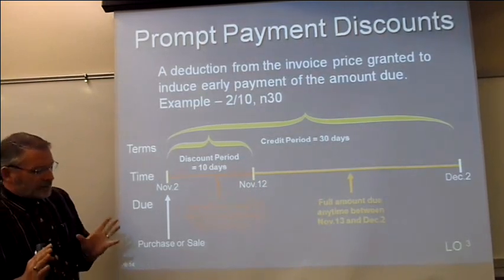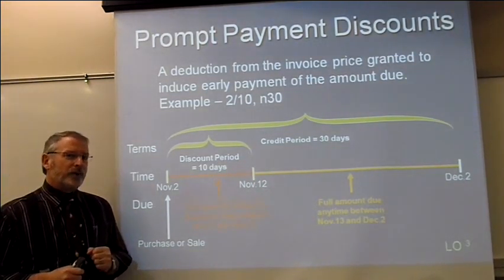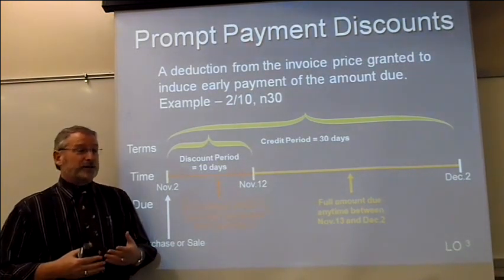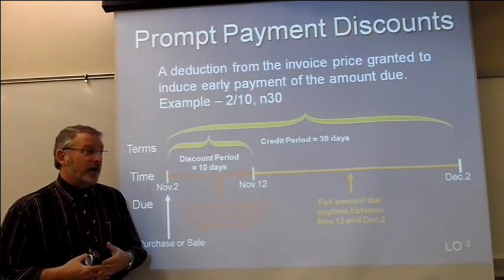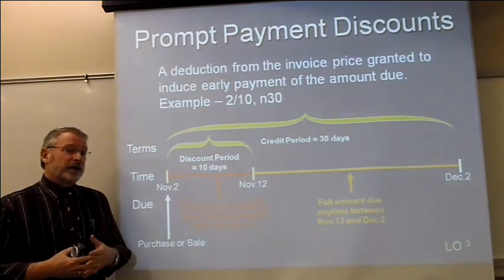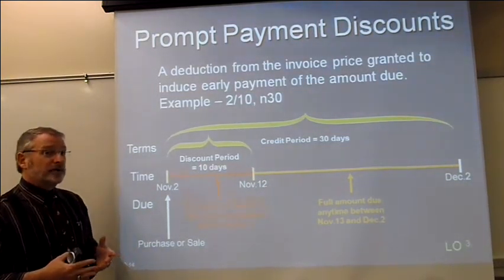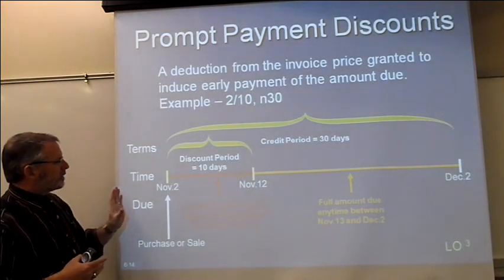Now, some suppliers will offer us a discount if we pay quickly. It's intended to encourage us to pay quickly. They don't want to wait for their money, and so sometimes they'll give us a bit of a break if we write the check sooner rather than later. So in our case, we're looking at a supplier to whom we owe $900, and they're going to offer us a discount. Just some terminology here.